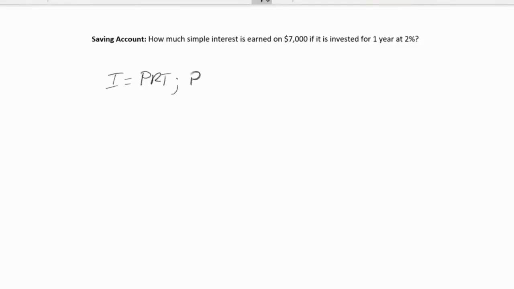We're going to substitute in the principal as $7,000. We're going to substitute in the rate as 2%. So here again, we must convert 2% to a decimal. So we're going to drop the percent symbol and move the decimal 2 places to the left. So we have 2% is 0.02 as a decimal.